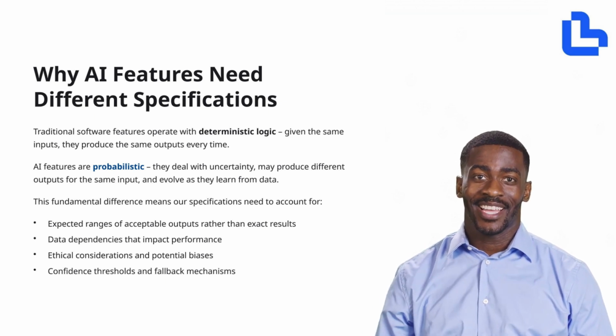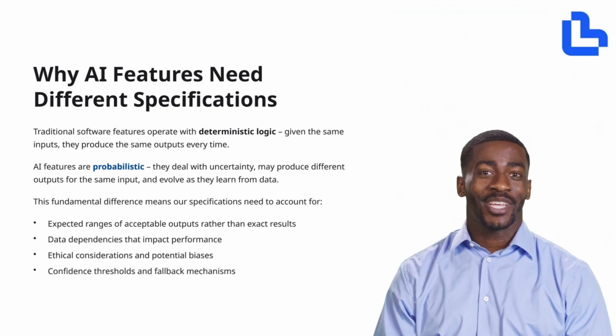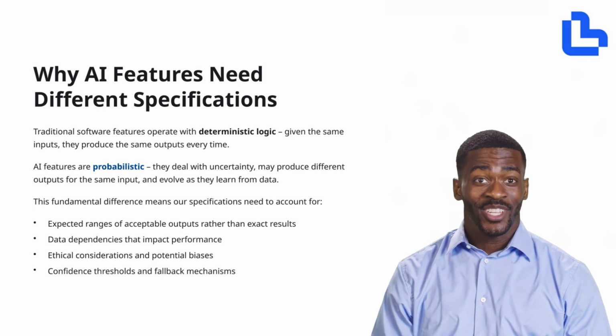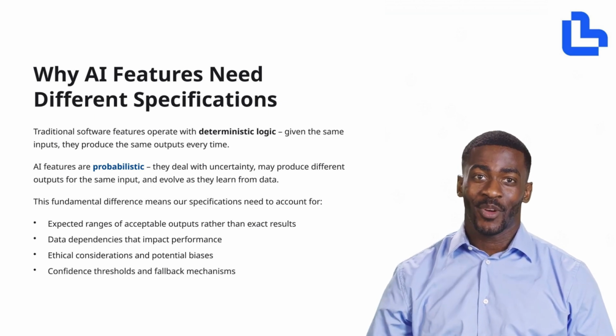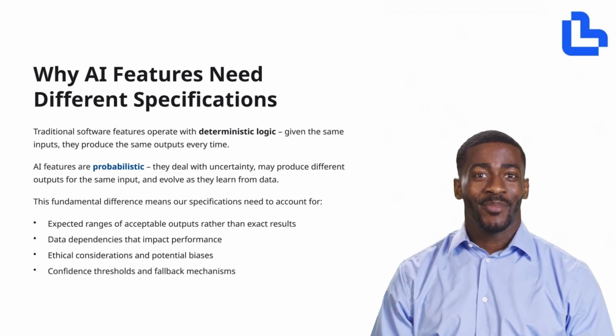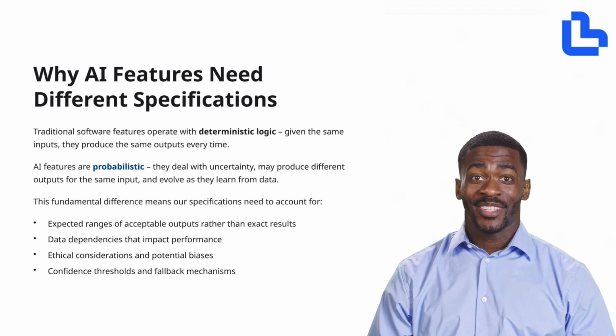Instead of defining exact outputs, we need to specify acceptable ranges of results. We must account for data dependencies: what data the model needs, how clean or biased it is, and how it affects performance. We also need to consider ethical implications such as fairness, transparency, and bias mitigation.